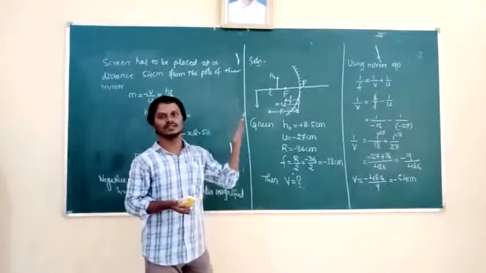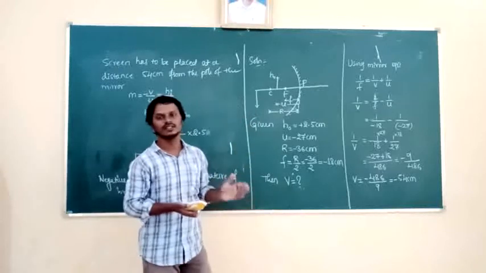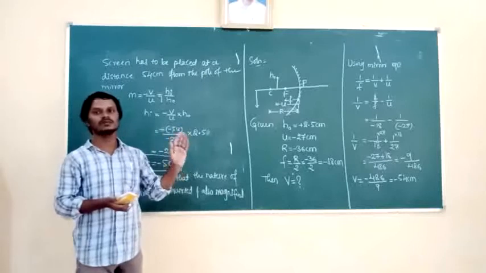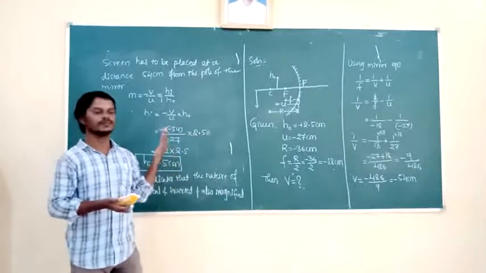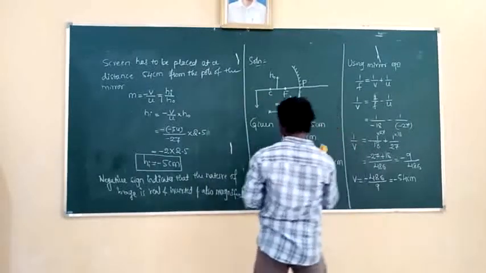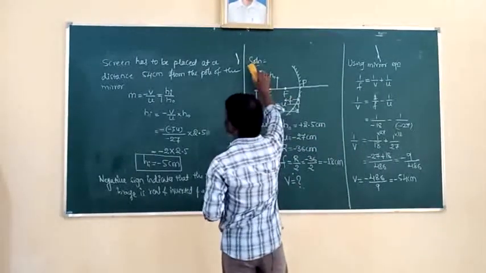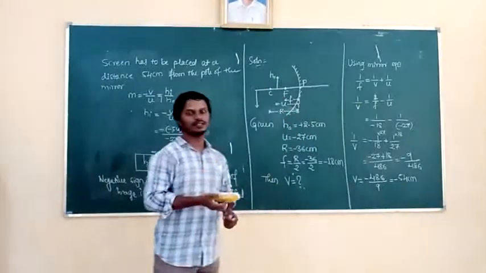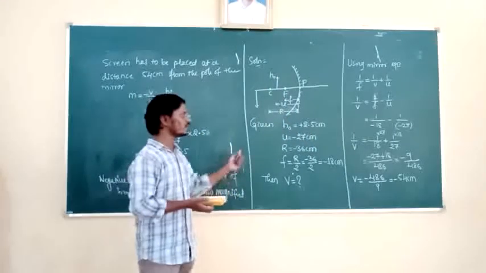What is the answer for the last one? If the candle is moved closer to the mirror, the screen has to be moved away from the mirror. So write down that one. Okay. So there is no space for that one.